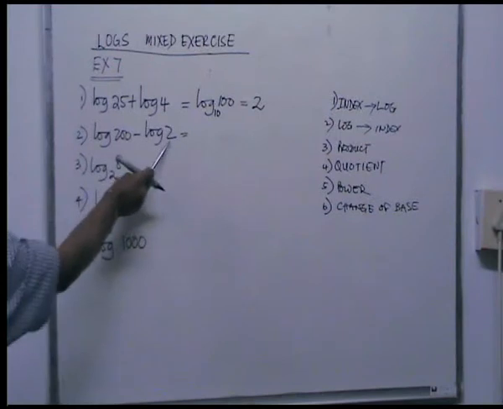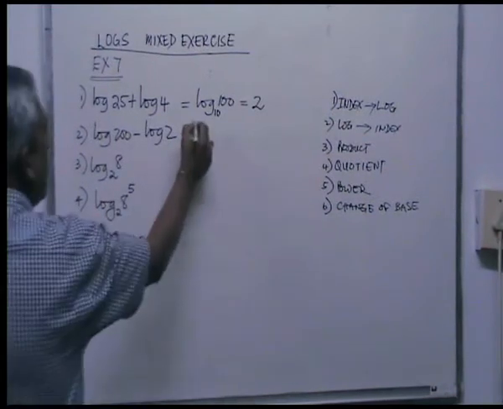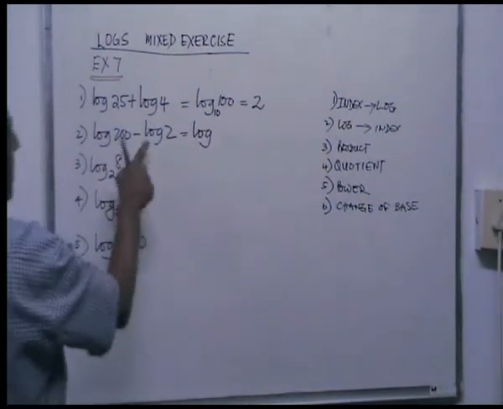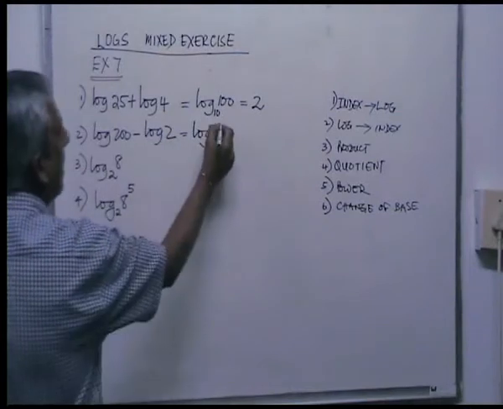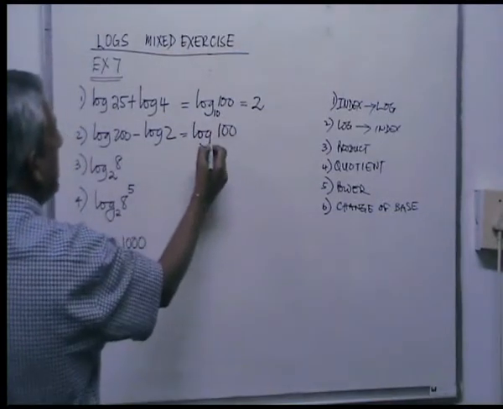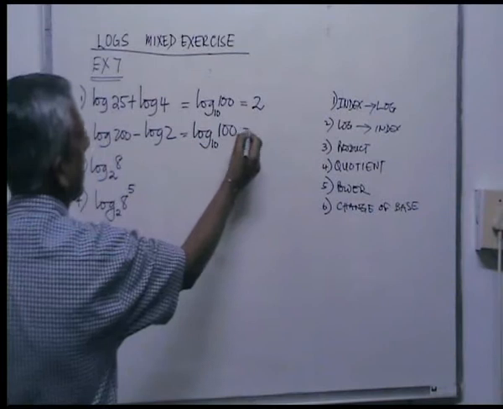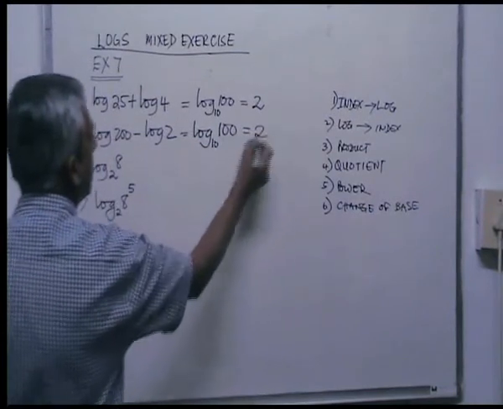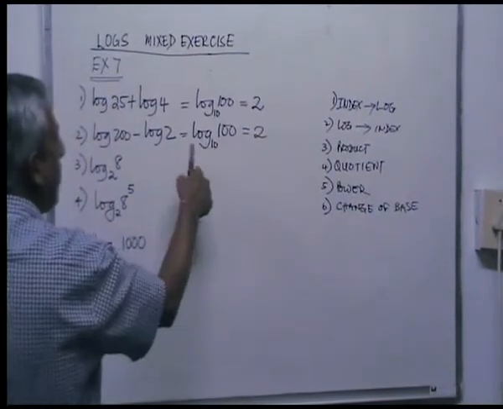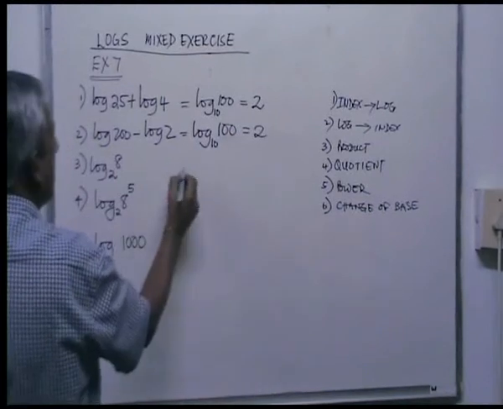Divide 200 by 2. So it will be log. Now if I divide 200 by 2, I'll come back to 100, and the base is 10. Well, that answer is also 2. If I put this in a calculator, log 100 equal to, I'll get 2.